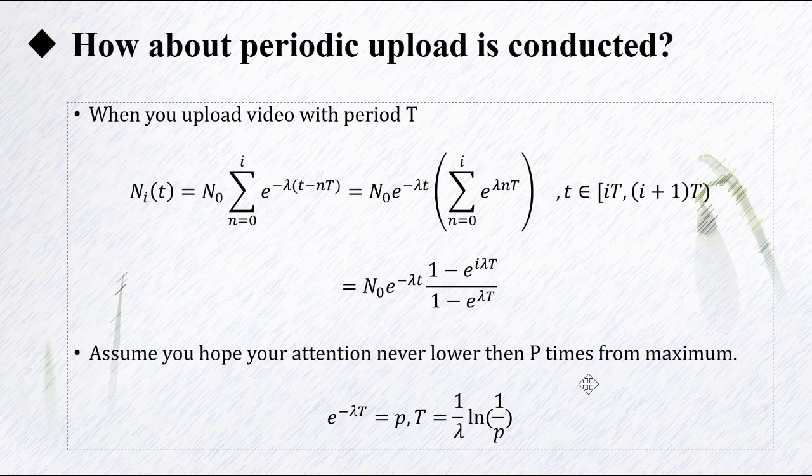Now, let's say you don't want your attention level to ever drop below a certain fraction p of its maximum. Then you can compute the required upload period T from the last equation in this slide. Let's take an example. If you want your views to stay above 80% of the peak, just plug p equals 0.8 into the equation, and that tells us how often you need to upload. This model provides a quantitative method to optimize upload frequency and maintain high engagement levels.